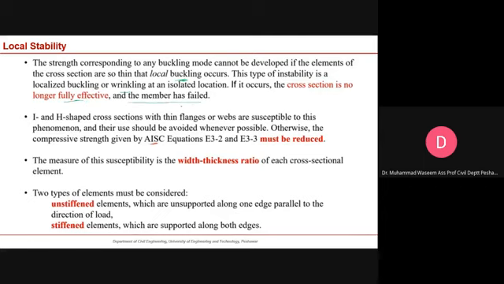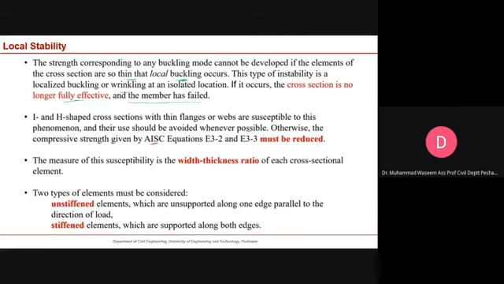Before developing the full global capacity, it can fail in local stability if the components of the cross sections are very thin. I and H shaped cross sections with thin flanges or webs are susceptible to this phenomenon, and their use should be avoided whenever possible. Otherwise the compressive strength given by this must be reduced. You are not supposed to use cross sections susceptible to localized buckling. If you still want to use it, you have to reduce your global capacity.